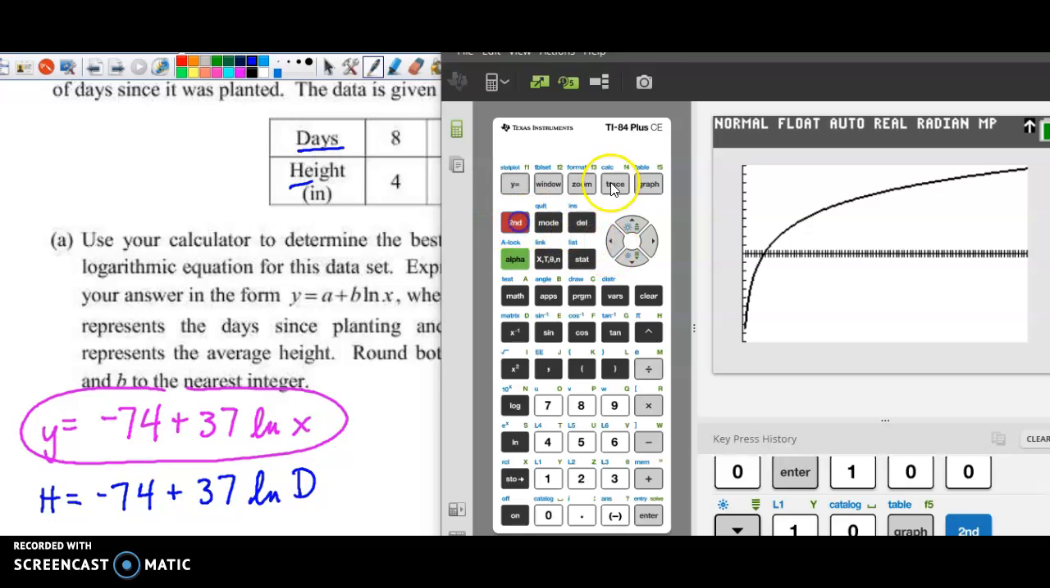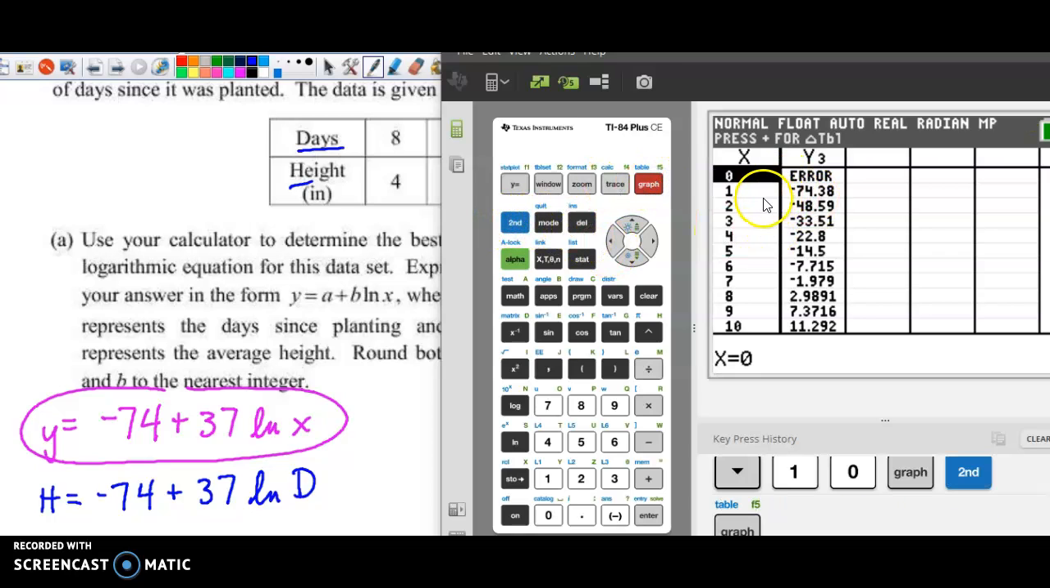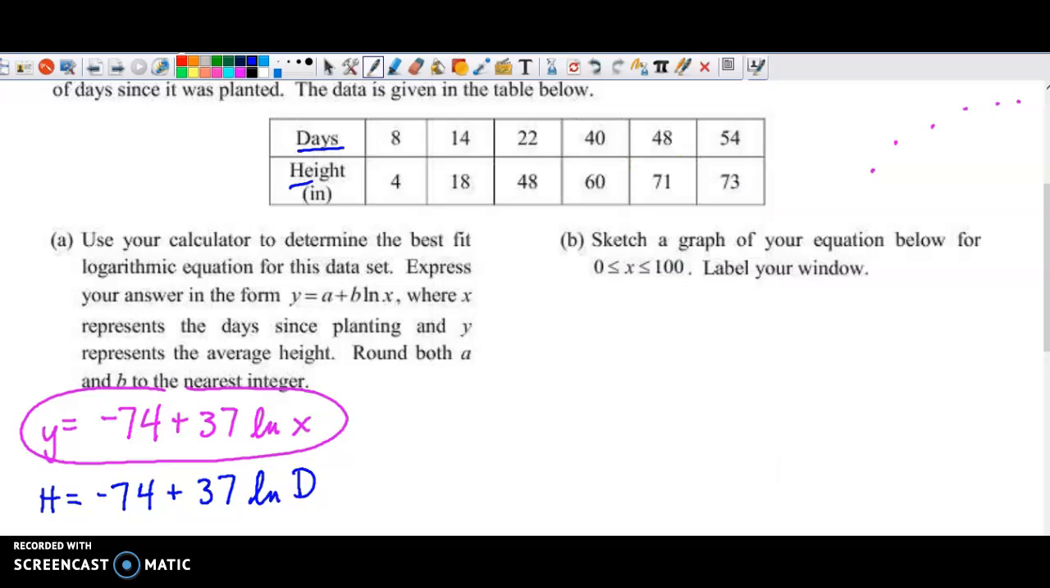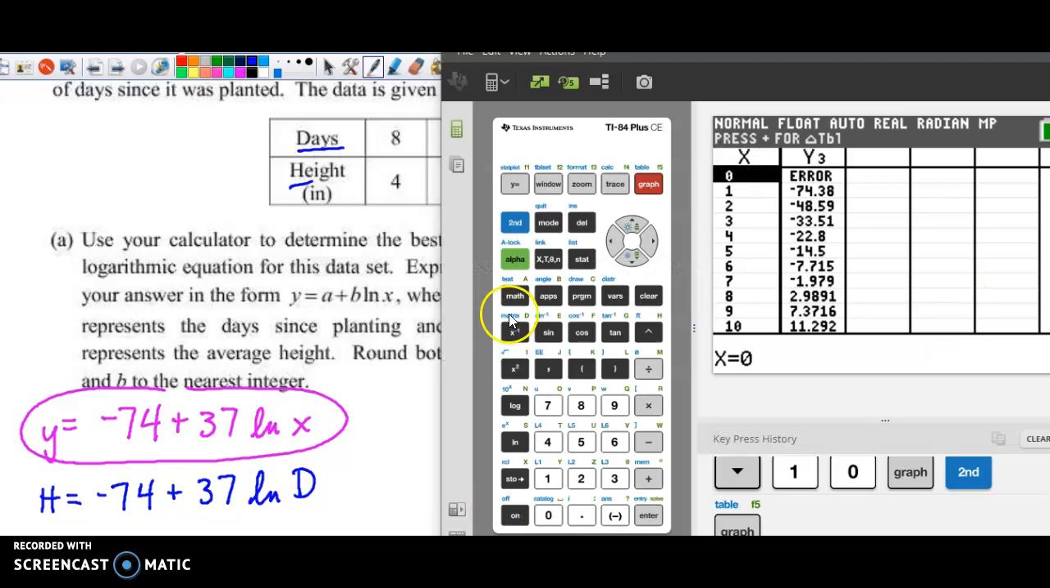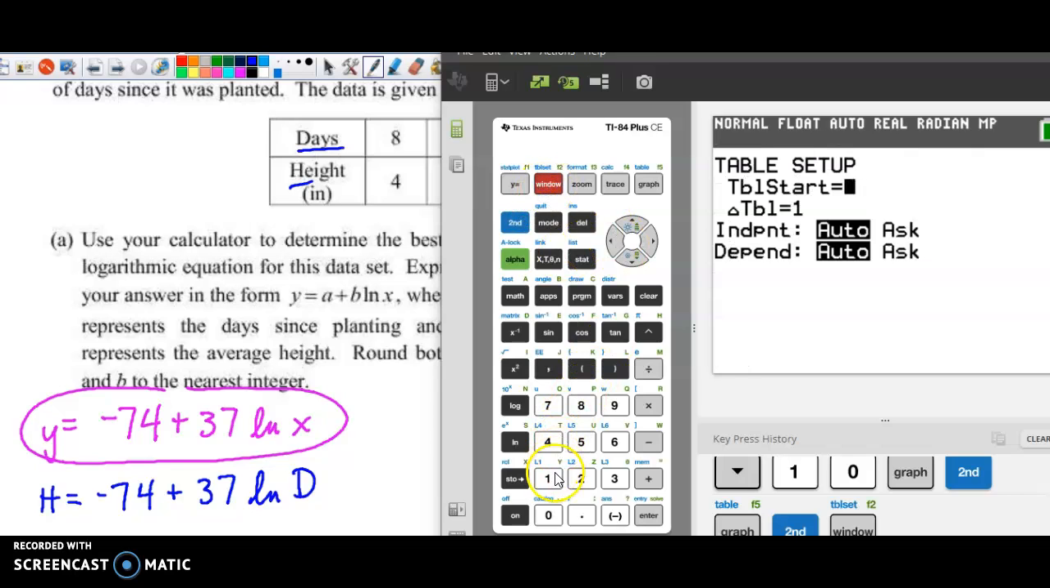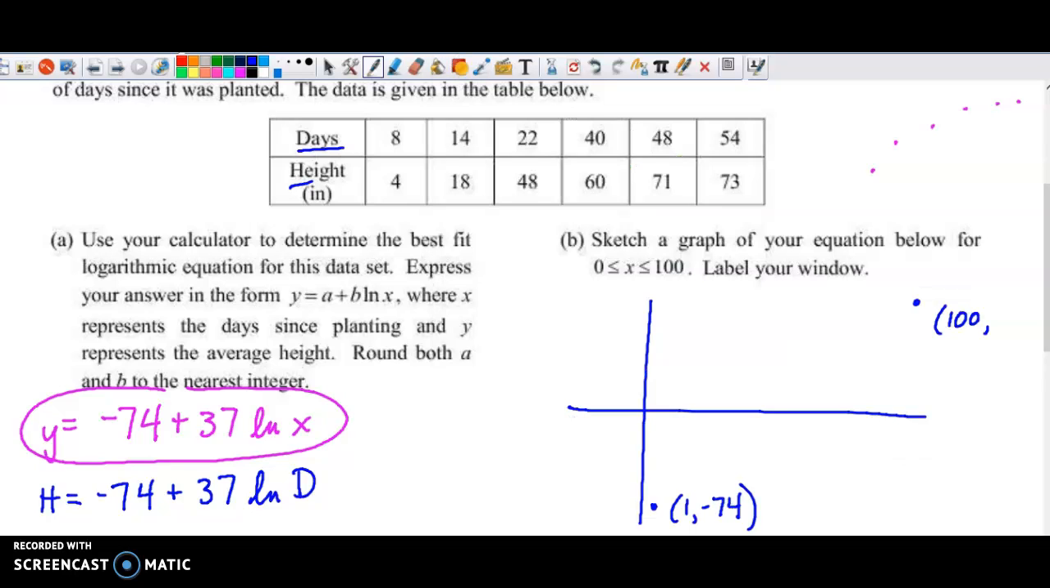So what I would encourage you to do is plot some points like 1, negative 74. And then over here, where it was 100, I already forgot what the number was, but it was really close to 100. Let me just jump up to 100, go to my table. There you go, about 97. But either way, the graph has that logarithmic behavior in there.